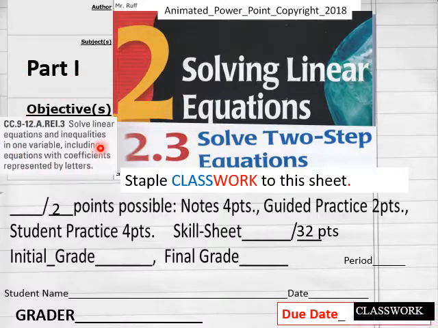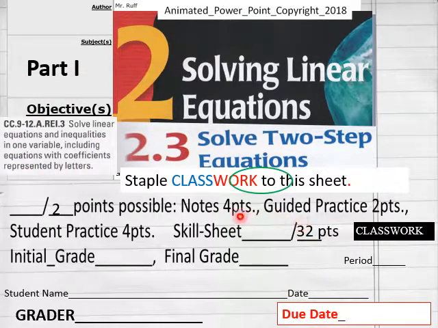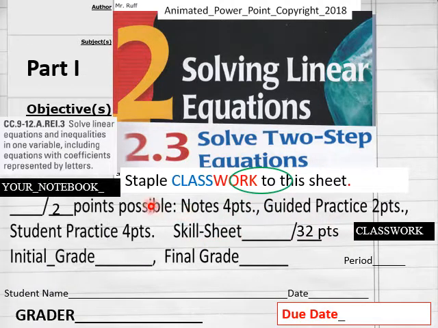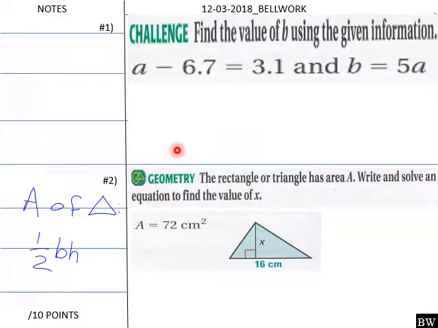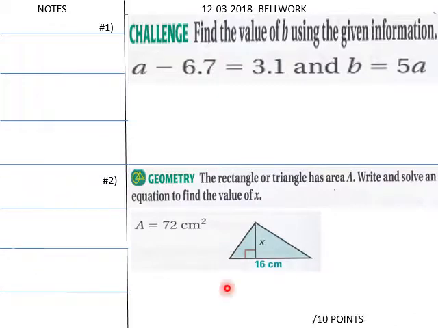Here's our objective. And we got a 32-point skill sheet waiting for you at that email. And then we got a note-taking guide of 2 points. And here's our first bell work. Find a value of b here. They can do this in about 4 minutes, I would think.